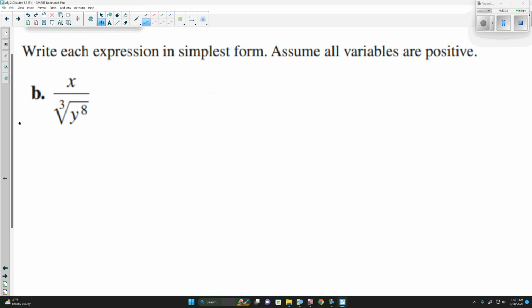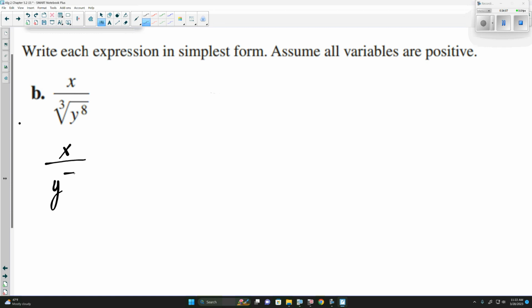Let's look at this one here. So we're going back to this one. X over the cubed root of y to the 8th. Now, again, we cannot have any variables or any radicals in the bottom of the fraction. Really just no radicals in the bottom of the fraction. So we need to be able to simplify the cubed root of y to the 8th so that we don't have a radical there.